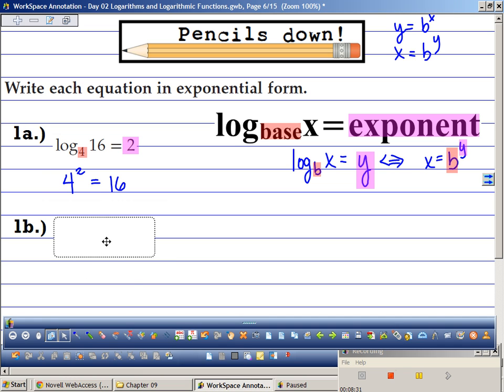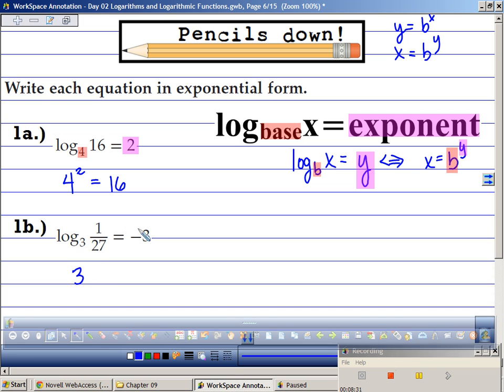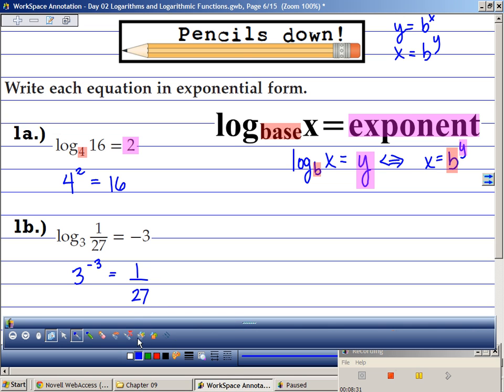Okay, I'm going to do another one, then I'll have you write both of them down. Let's see if we can do this more smoothly. I'm going to identify my base. My base is right here. This is my base. My base is 3. Logarithms are exponents. So my exponent is -3. 3 to the -3 equals 1 over 27. Makes sense, right? 3 to the -3 is 1 over 27.